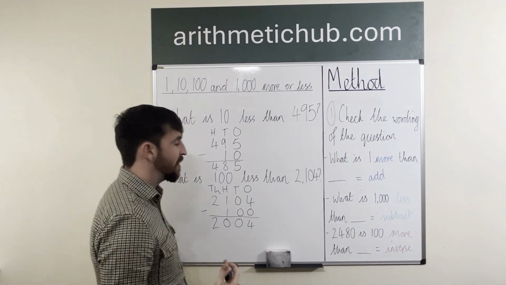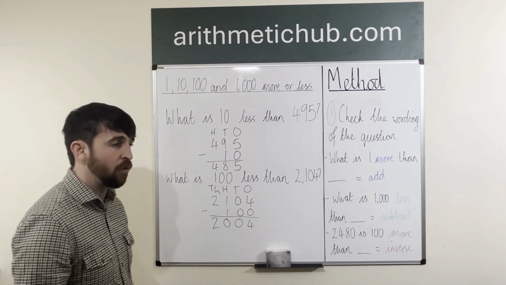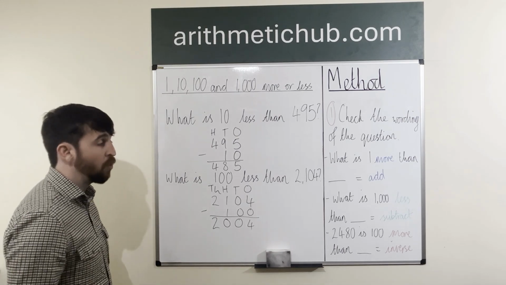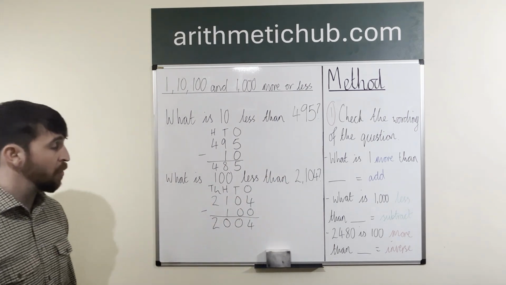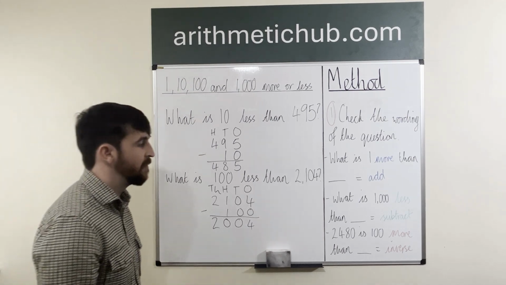Okay, so then we check it to see if it makes sense. What is 100 less than 2,104? Does it make sense that 2,004 will be 100 less? Well, yeah, it does, doesn't it? Because we've taken 100 away. We've taken 1 away in this hundreds column here. So 2,104, if we were to take 100 away, it would give us 2,004.